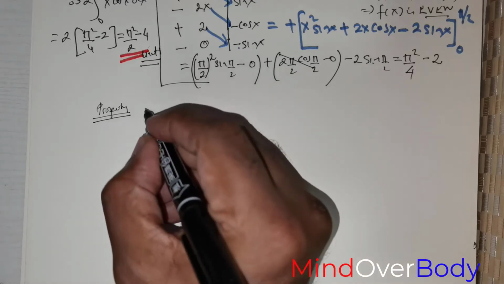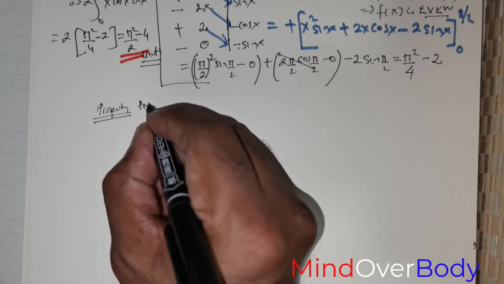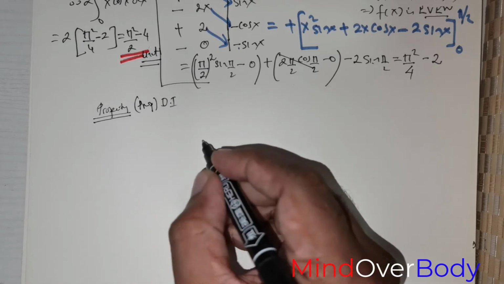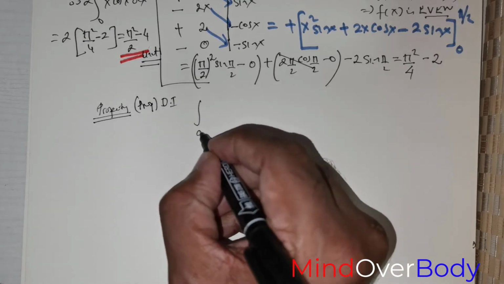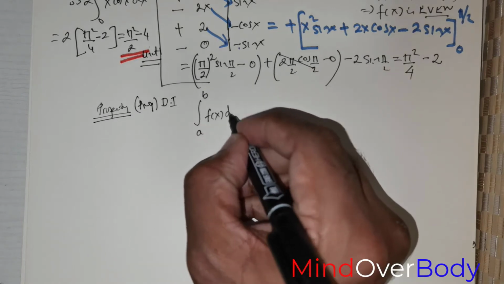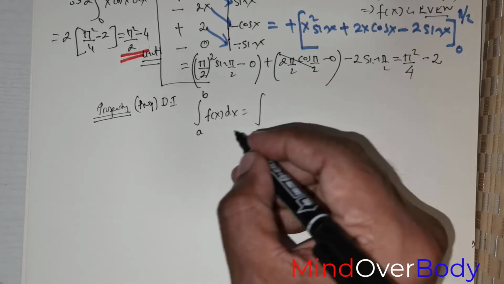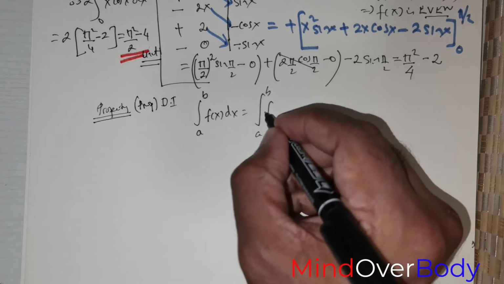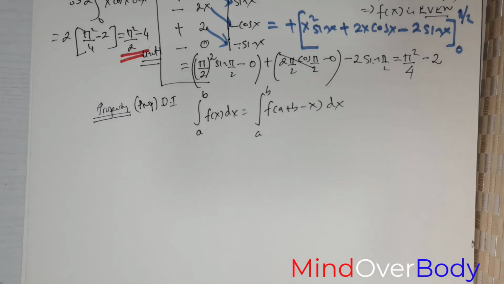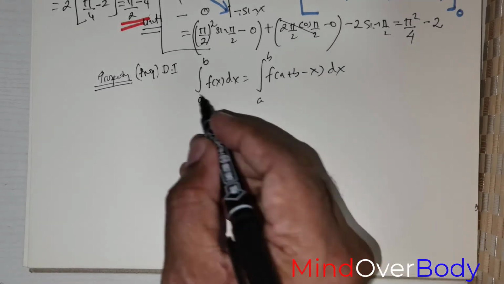Welcome students. Now we are going to see another important property of definite integrals. Now the property is, if we were to be given integral a to b f of x dx, then it can be rewritten as integral a to b f of a positive b negative x times dx. Now I will prove this result.